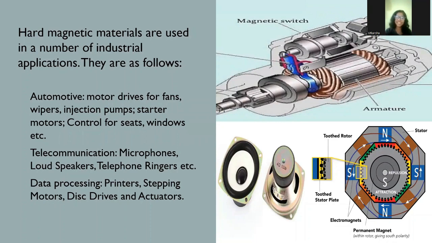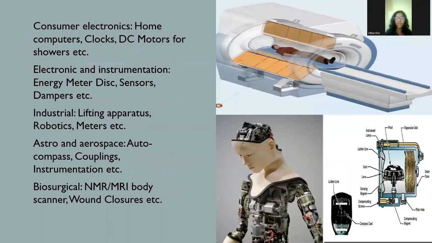Hard magnetic materials are also known as permanent magnets. There are various types of application of them, for instance automotive, where you use hard magnets as motor drives for fans, wipers, injection pumps, starter motors, controls for seats and windows, etc. In telecommunication, you use hard magnets in microphones, loudspeakers, telephone ringers, etc. In data processing, you use them in printers, stepping motors, disk drives, and actuators.